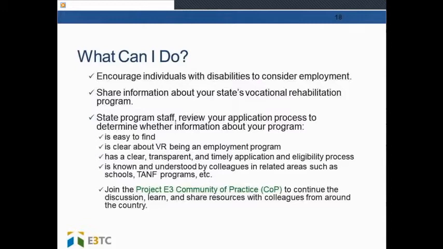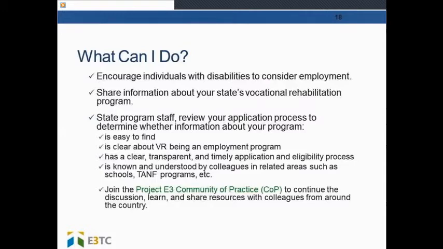For state program staff, we encourage you to review your application process to determine whether information about your program is easy to find. Do you have an online application process? Can people apply over the phone? How accessible is your application process, and how easy is it to find that information? Is the information about your program clear? Again, about VR being an employment program. You want this point to be crystal clear in all of your materials, your messaging, conversations, etc.